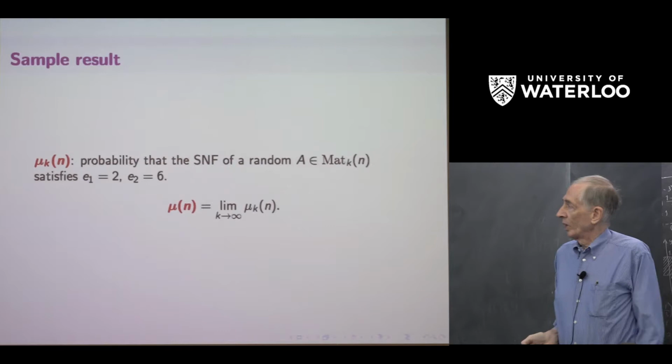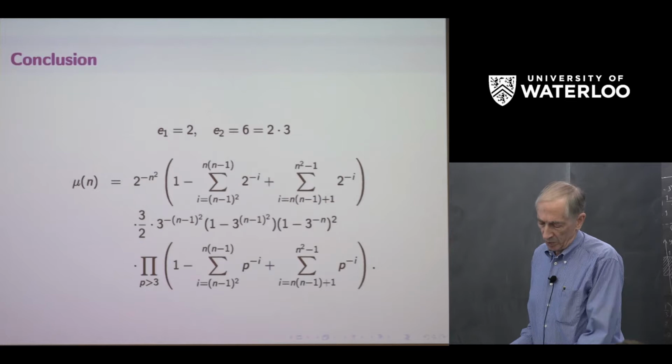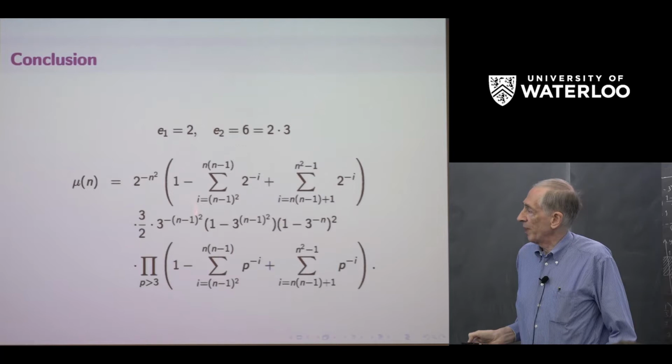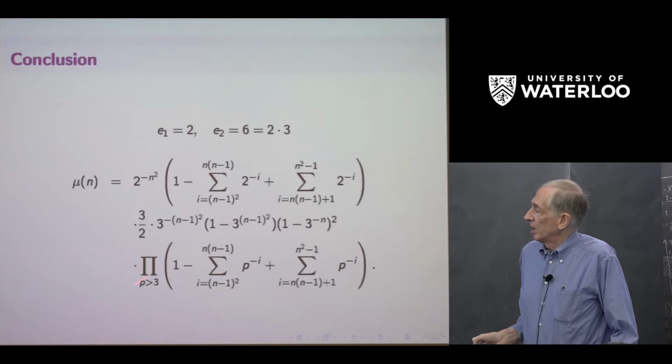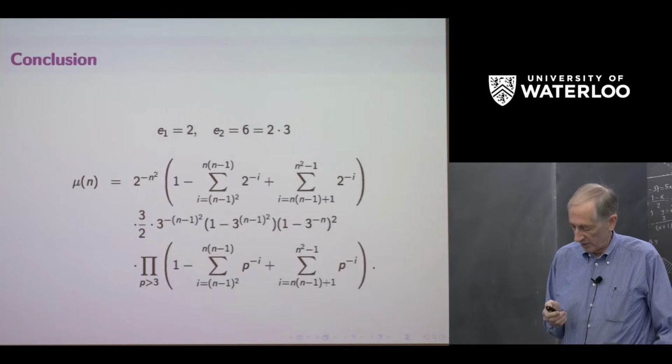And here is the formula for mu(n). It always has the form of a product over all primes. Part of the proof, which is not so easy, is to show that we can look at each prime separately. The primes 2 and 3 are special because they divide e_1 and e_2. But for the good primes that don't involve e_1 and e_2, there is a product over all primes greater than 3, and then some special factors for 2 and 3. So that's the general form of the result.